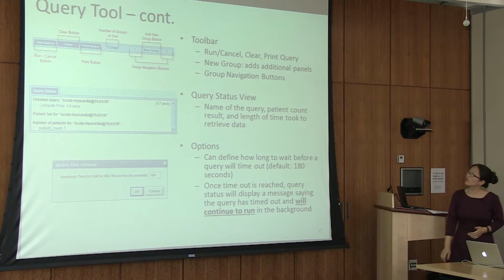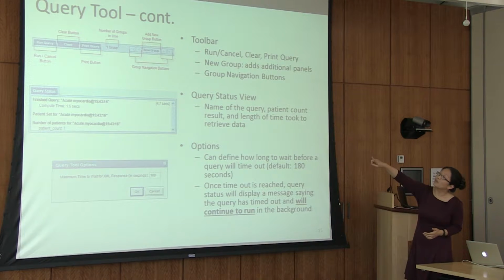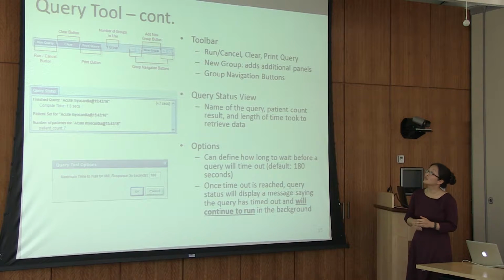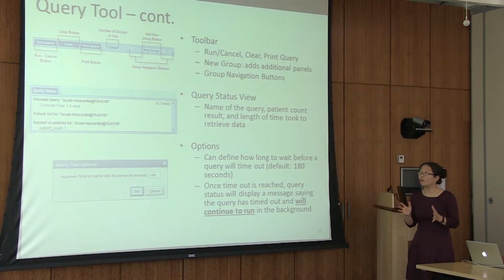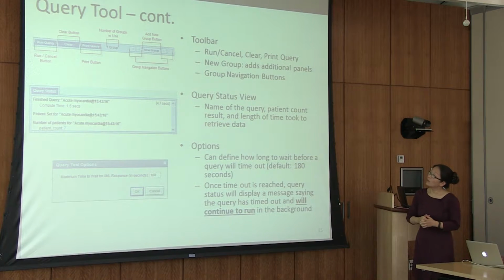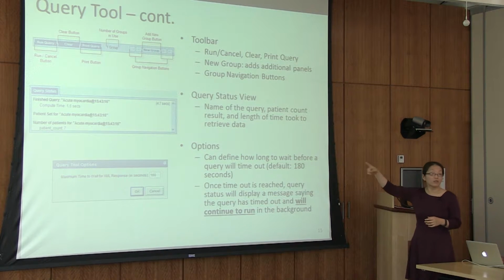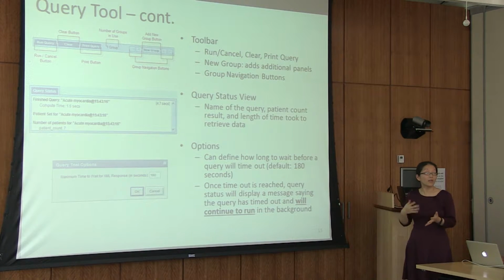The bottom of the query tool contains buttons for running, clearing, and printing queries. New group: you can add multiple groups, as in you could have 5, 6, 7, 8 different groups of definitions. Just a little caveat, the more groups you have, the longer things will take. Query status will tell you whether the query is running, how long it took, and how many people meet your criteria.